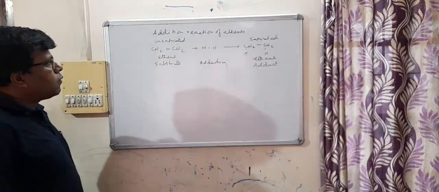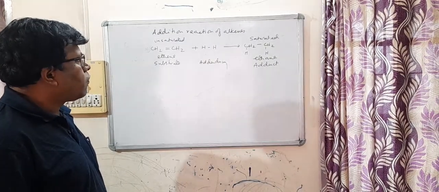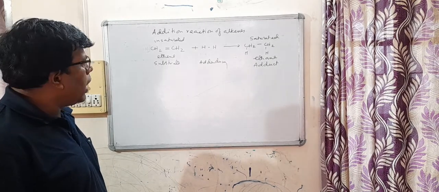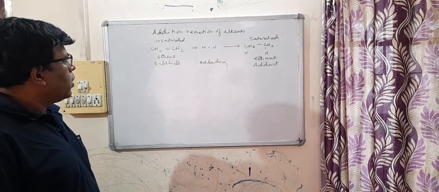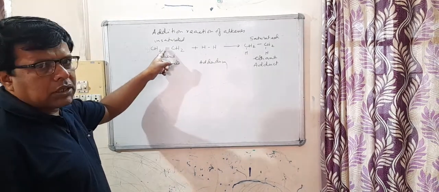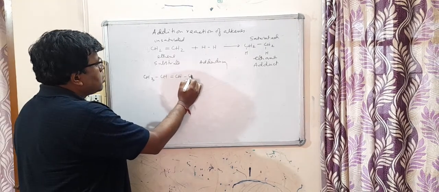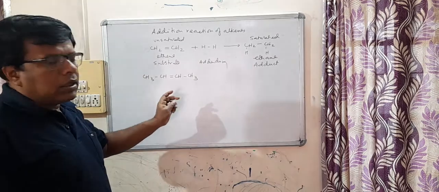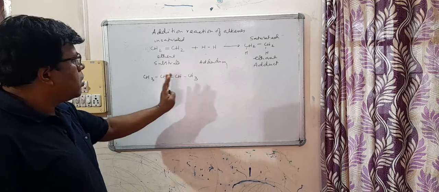Okay, now alkene can be of two types: symmetrical alkene and unsymmetrical alkene. Like this is an example of symmetrical alkene. Say CH3CH double bond CH3. It is also an example of symmetrical alkene, because you see on the other side of the double bond it is the same.